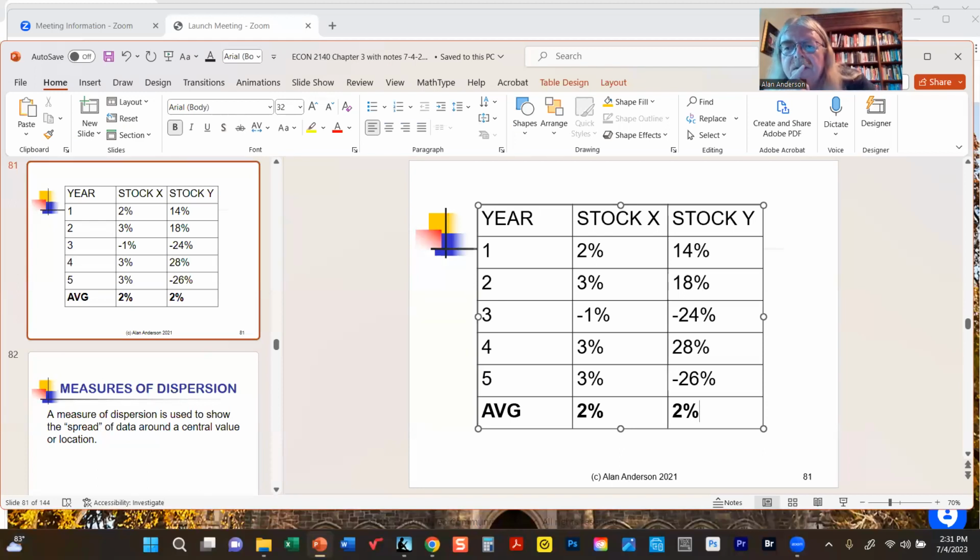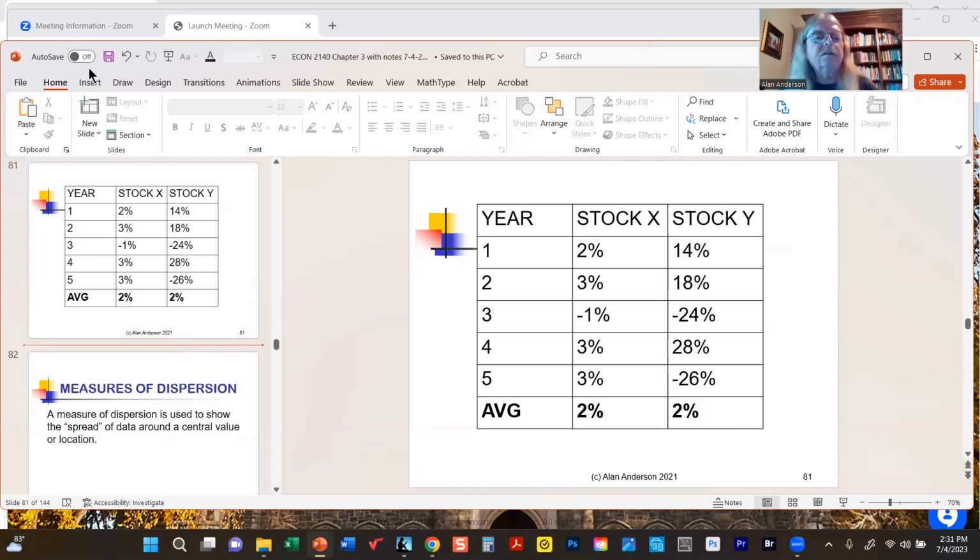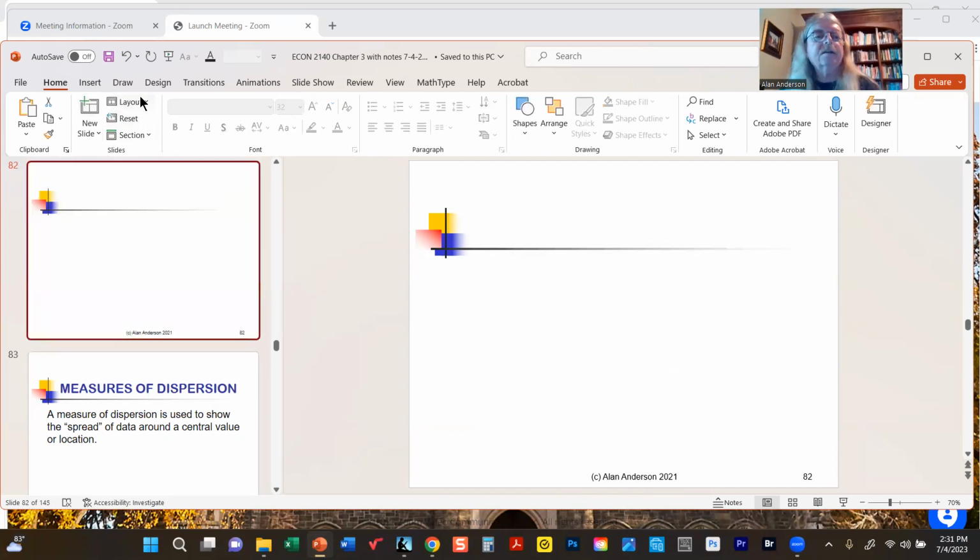But you'll notice something really important here. Stock X is very stable. The lowest return in that time series is a loss of 1%. And the best, though, is only 3%. So this is a stock for somebody who really wants to play it safe. Stock Y is all over the place. It goes as low as negative 26% and as high as 28%. So I think you'll all agree that stock Y is a lot riskier than stock X.